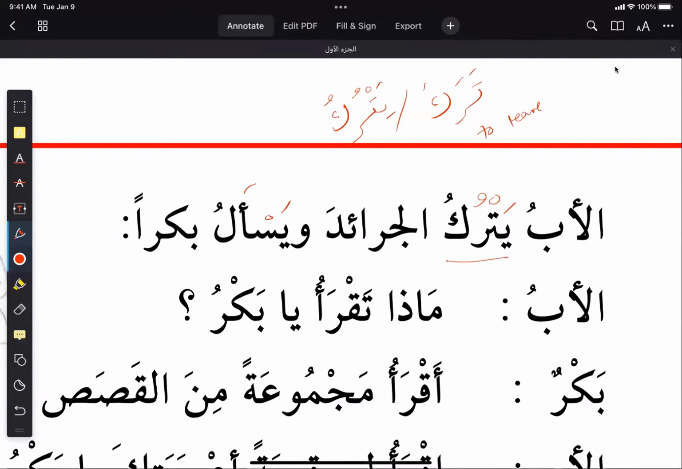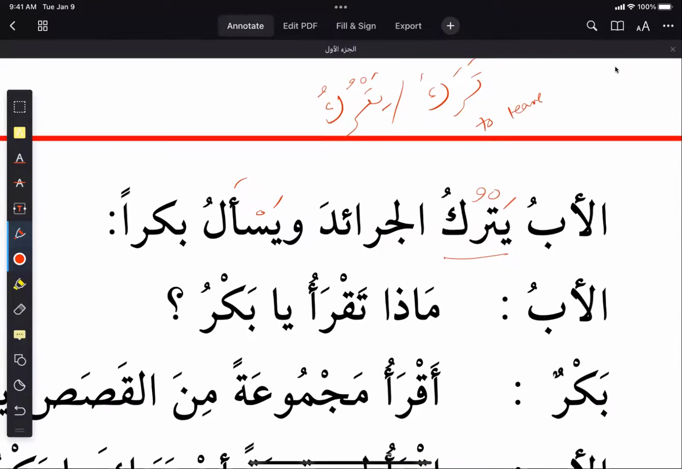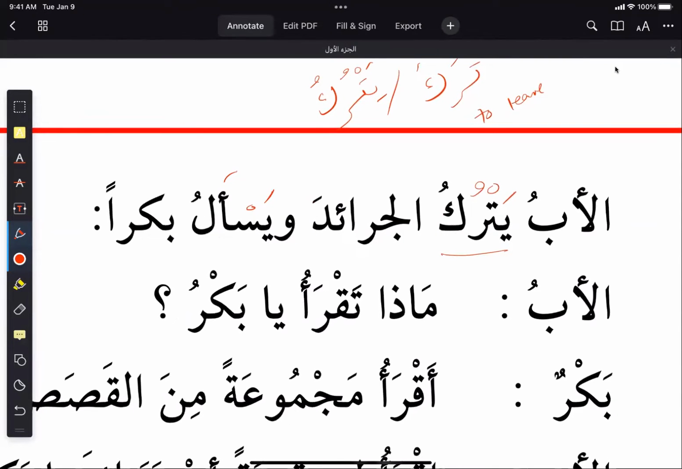Leave doesn't mean that you leave a place. Leave means like you leave something. You understand? Taraktul kitaba fil bayt. Like, I left the book in the house. Okay, so that type of leave. You left something. You left your jacket. You left your keys. That type of leaving something, right? So the father yatruku, he is leaving, or he leaves, al-jara'id. So he leaves the newspapers. Okay, that's what it means.